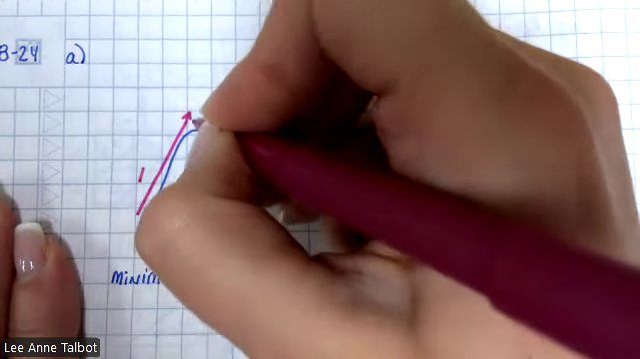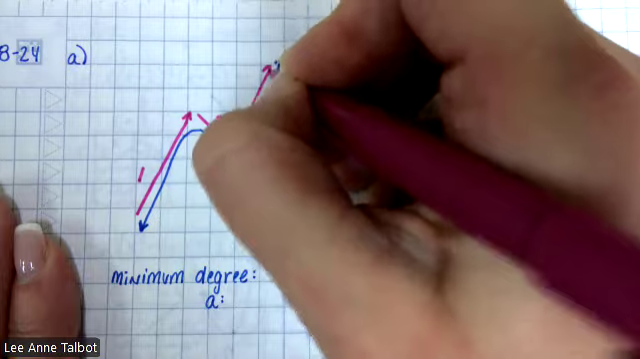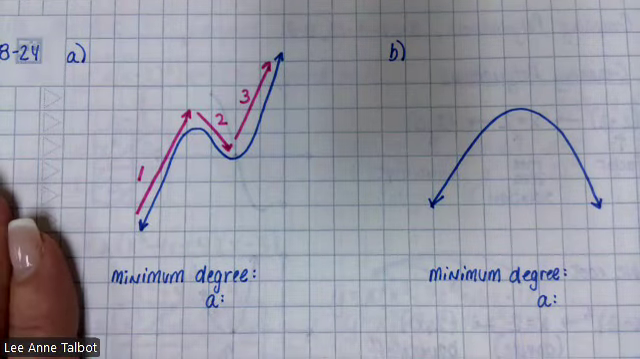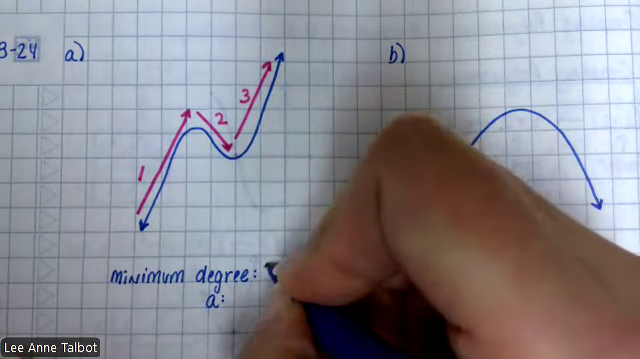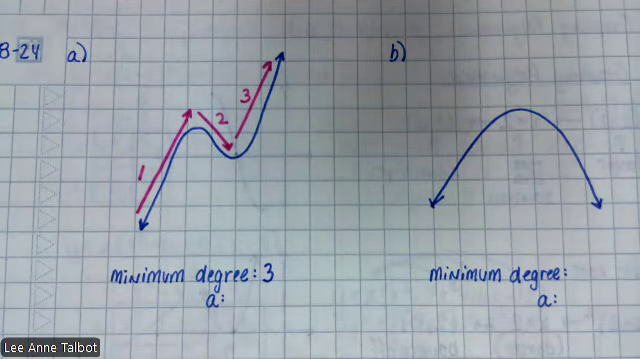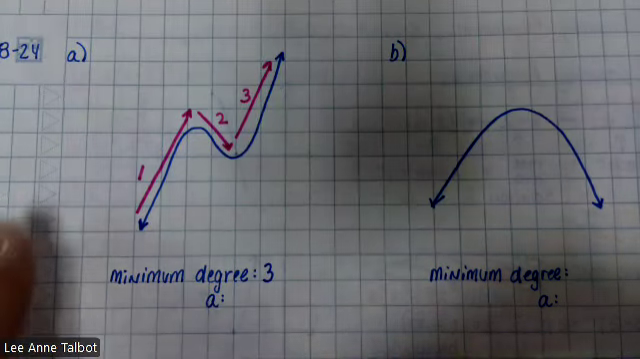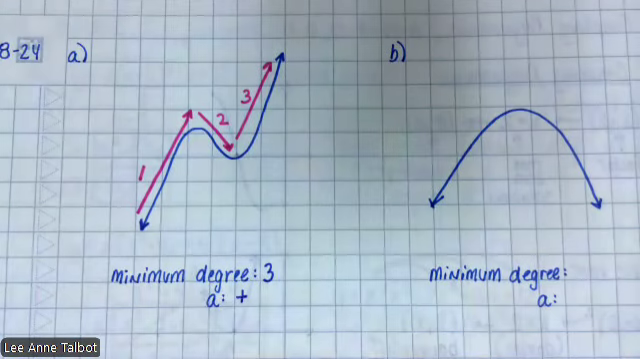1, 2, 3. Minimum degree 3. And is this one a positive or negative A value? Positive, and you can tell it's positive because it's going uphill as you go right.